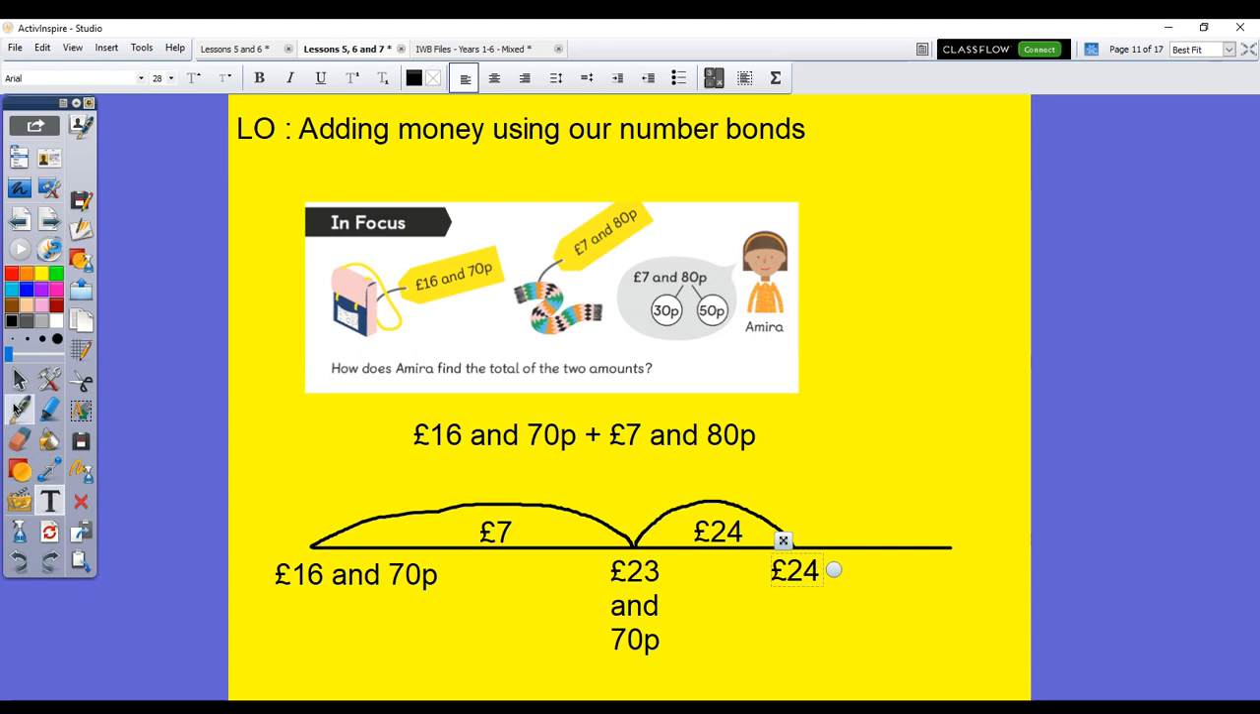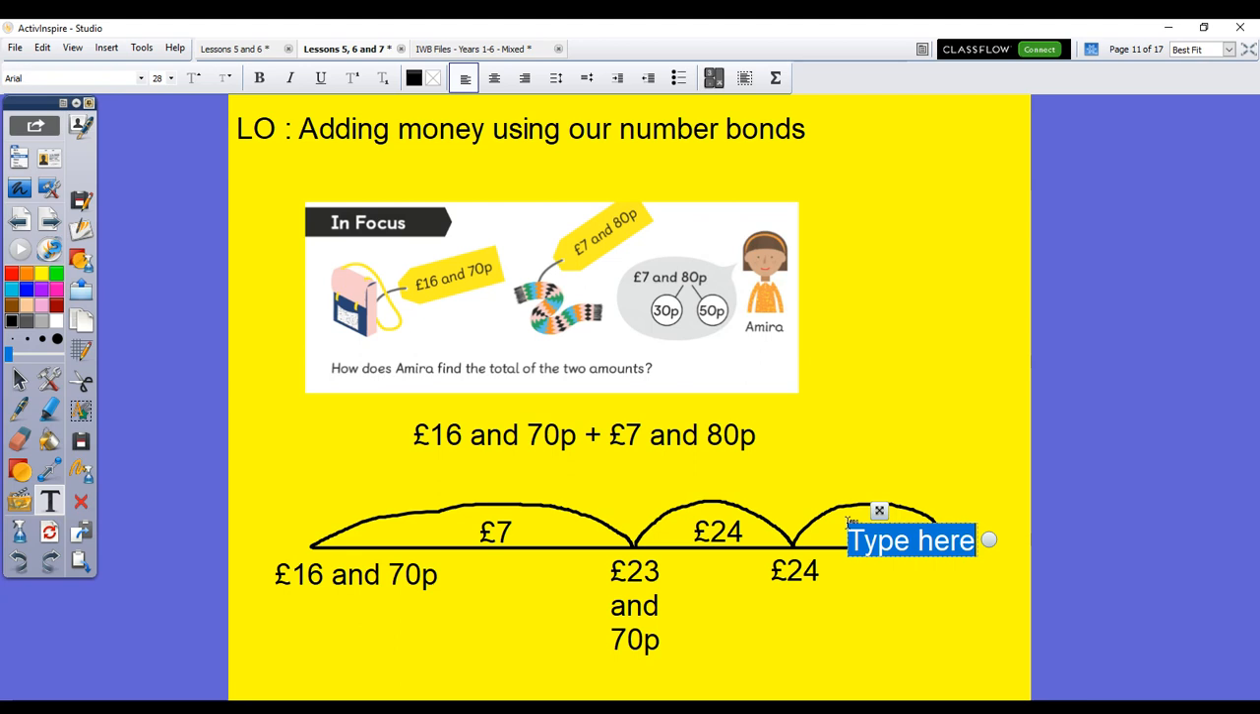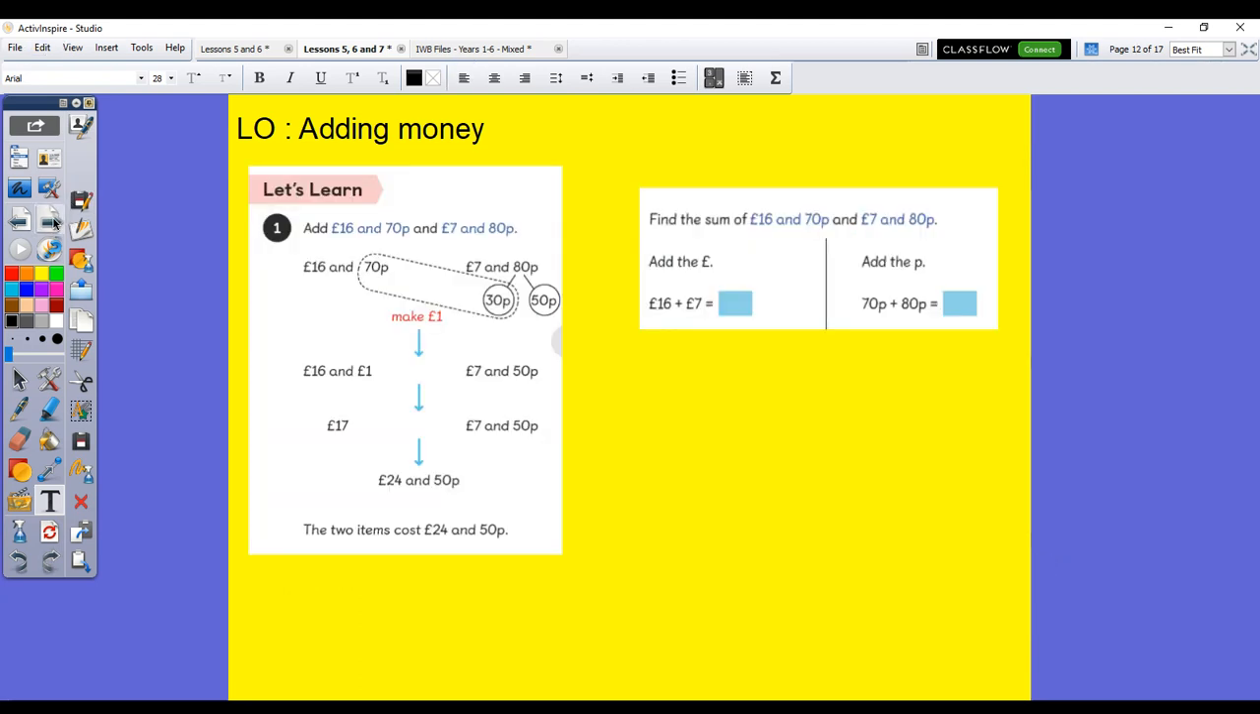Now let's add on that last 50p. So £24 plus 50p is going to be £24 and 50 pence. Okay? So that's why we've used our number bonds to 100 to help us with this. We were practicing at school the partitioning where it's not just 10 and 70. Okay, we have been partitioning 80 in different numbers in different ways. So that's what we've just done there.